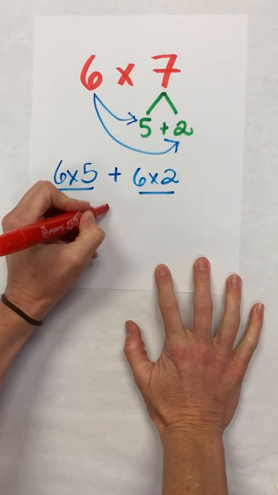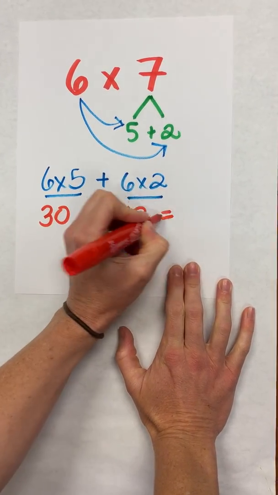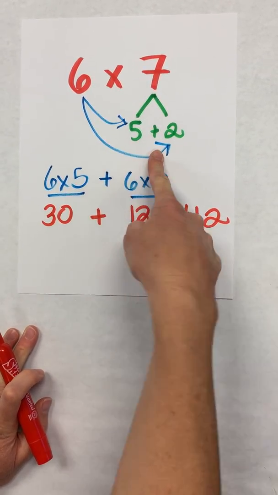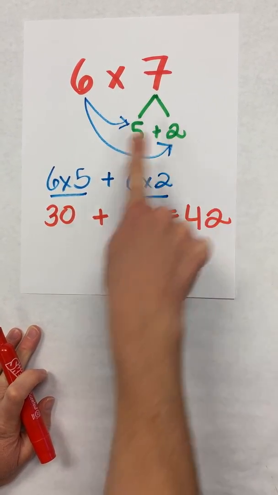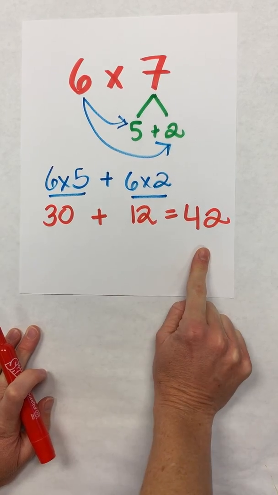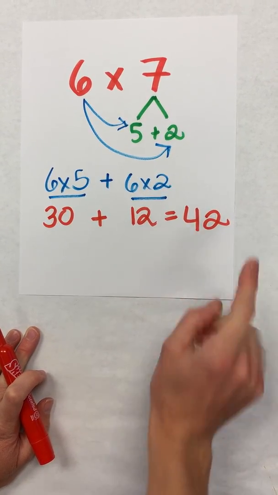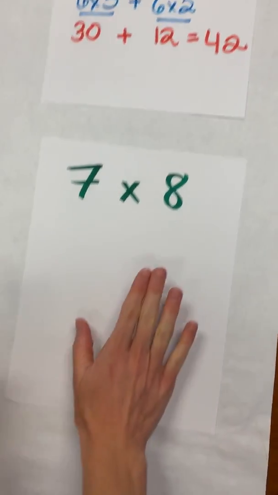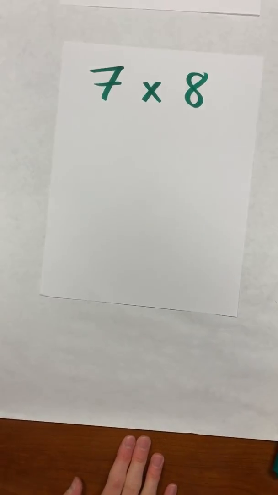So 6 times 5 is easy. 6 times 2 is easy. And now I see that when I decomposed the factor of 7 into 5 and 2, I was able to quickly arrive at 42. Let's look at one more fact and relate this to the main goal of the distributive property. Let's do 7 times 8.